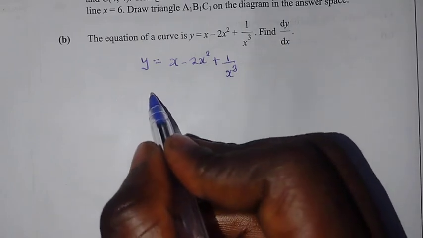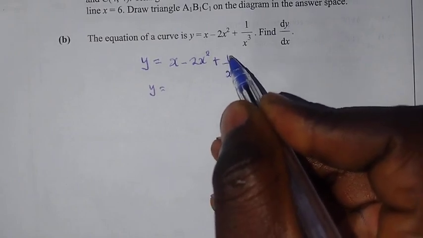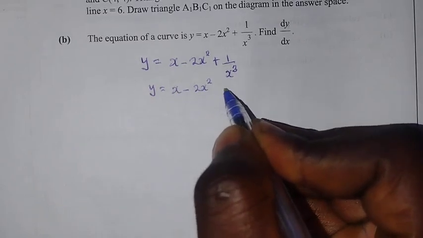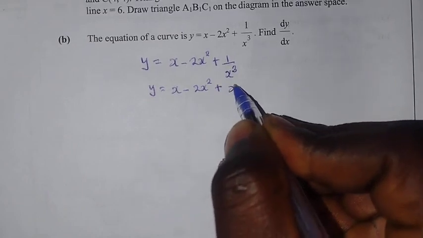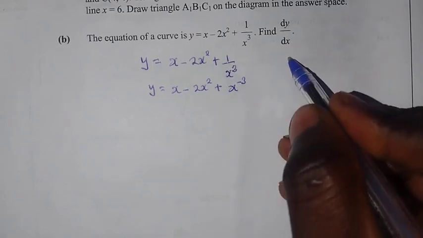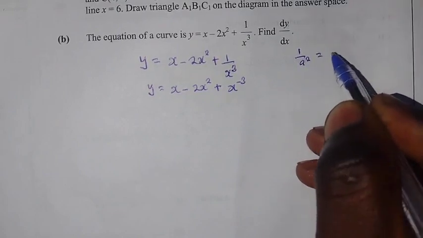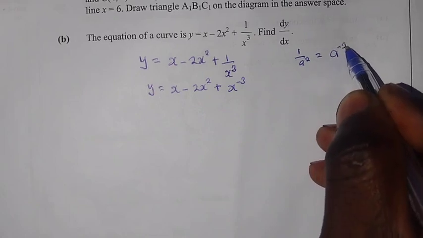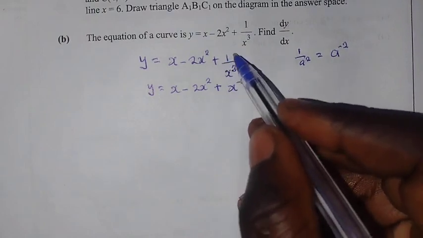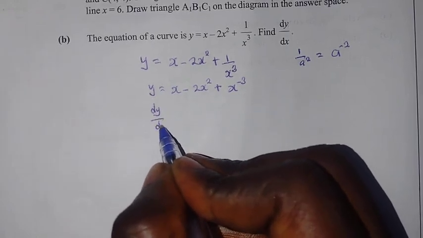To find dy/dx, first we will rewrite this, because I have seen there is a term which is a fraction. So we write x minus 2x squared, then plus x power negative 3. The reason I have written this is that 1 over a power 2 can be written as a power negative 2. I used this principle from the laws of indices to rewrite this one as well. So now we can find dy/dx.